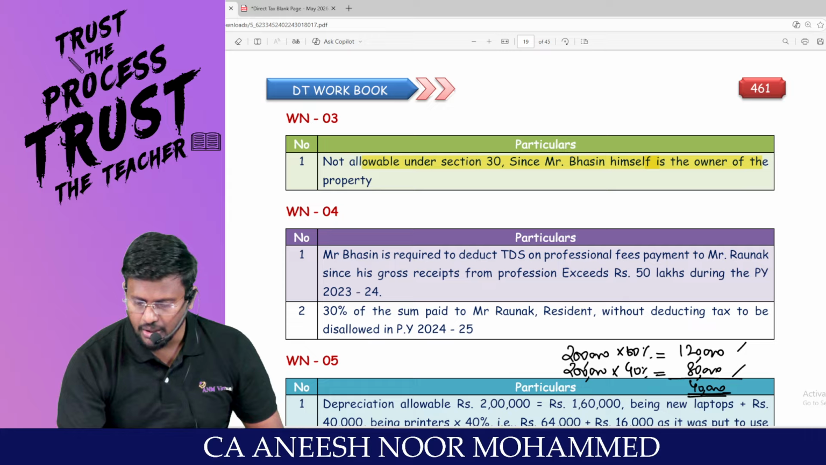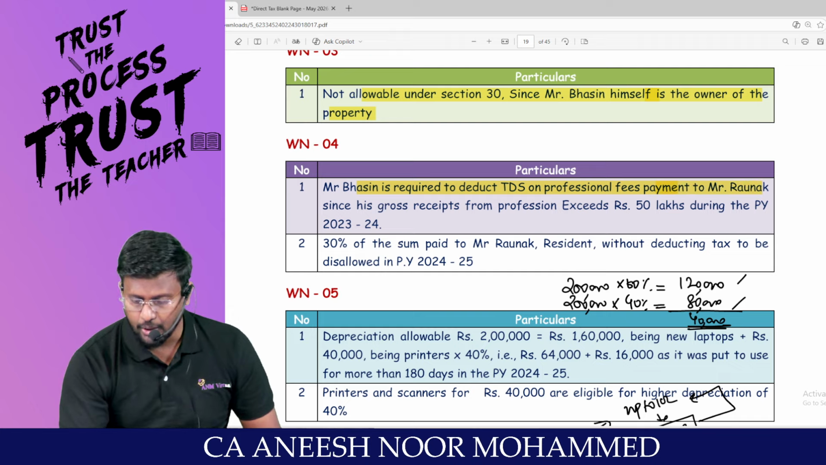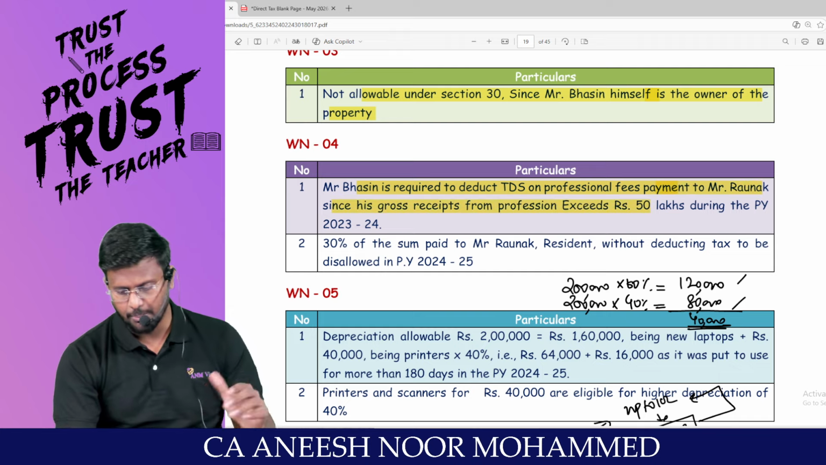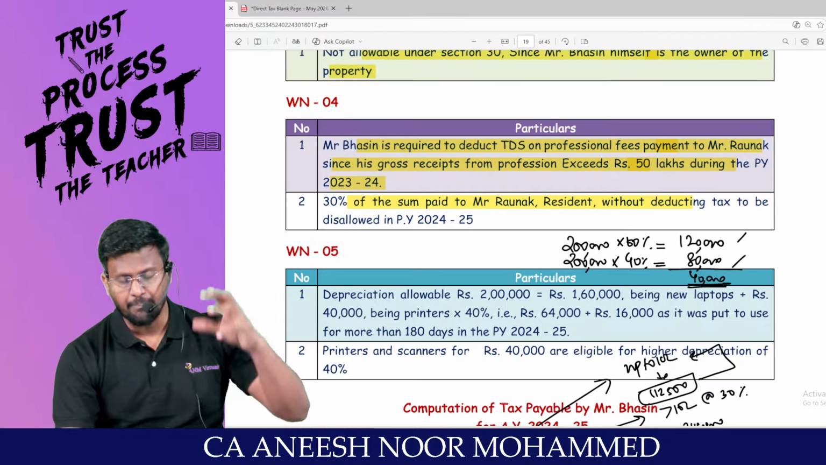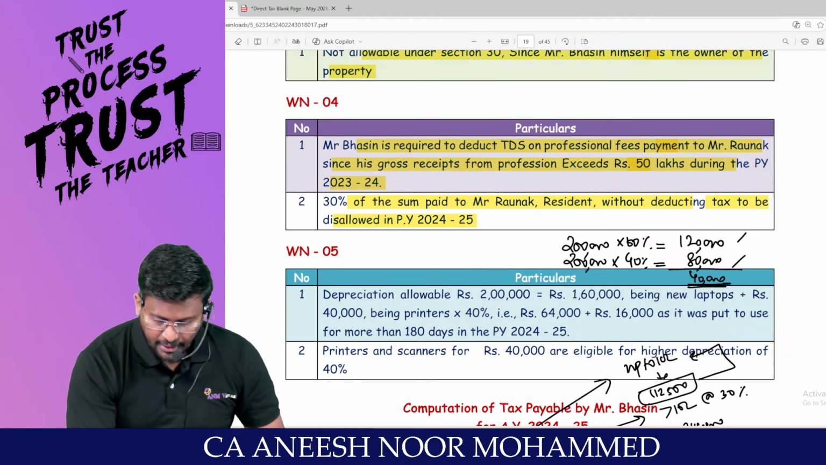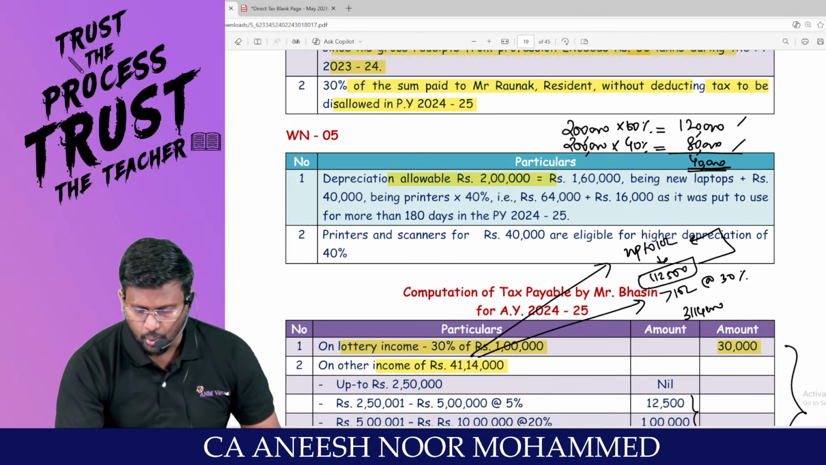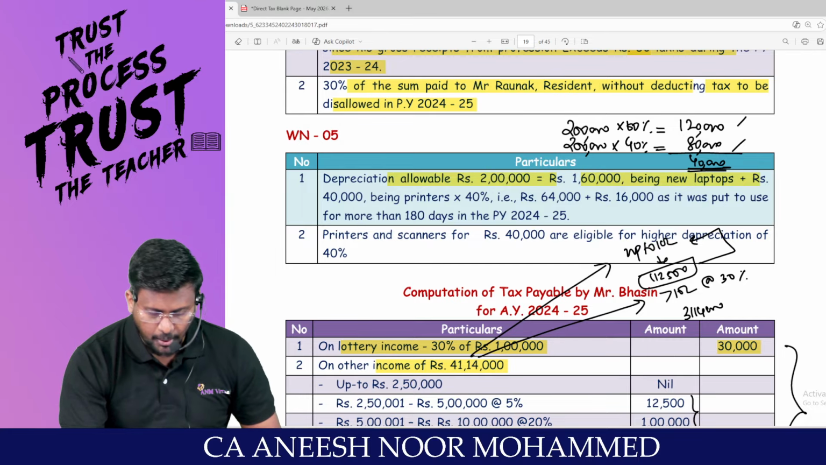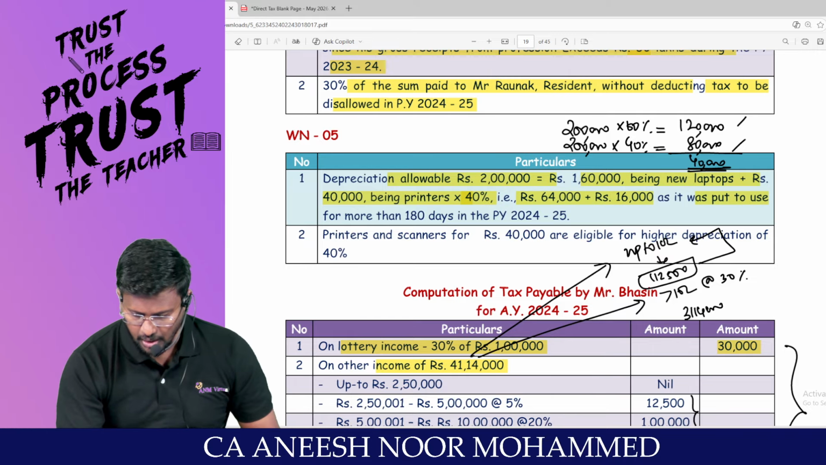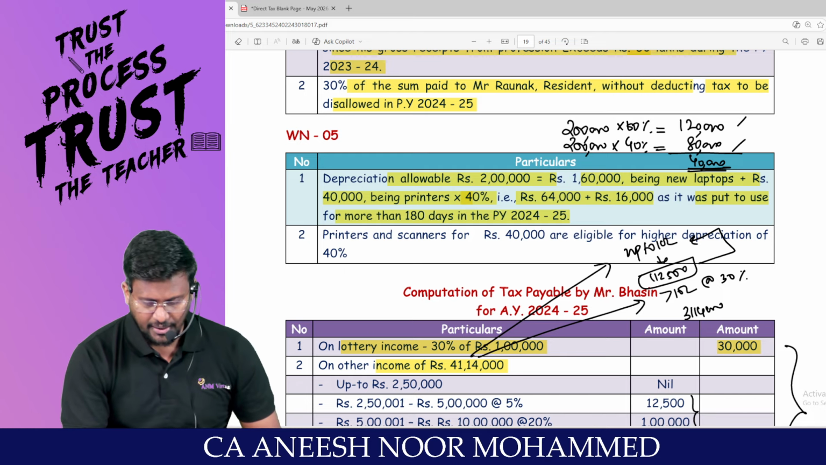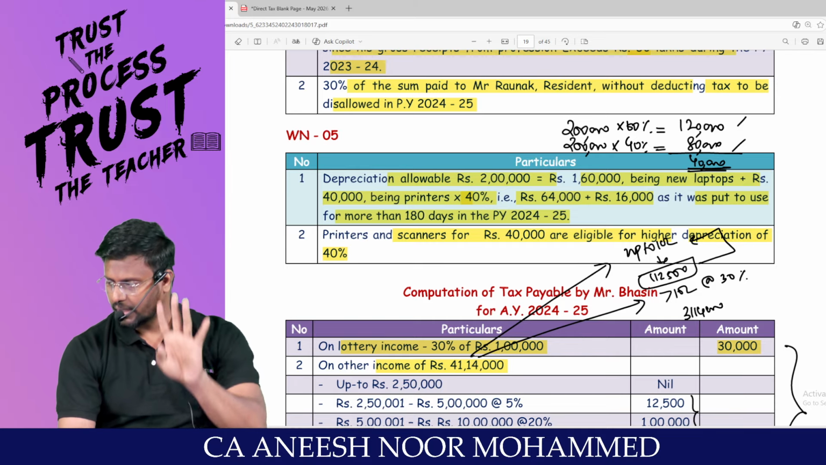Since Mr. Bashin himself is the owner, Mr. Bashin is required to deduct tax on professional fee paid to Mr. Raunak, since his gross receipts from profession exceed the limit during the previous year 23-24. 30% of the sum paid to Mr. Raunak, resident, without deducting tax, that was disallowed in previous year 24-25. Depreciation allowable for 2 lakh is 1,60,000 being new laptop, 40,000 being printers. That means 64 plus 16, as it was put to use for more than 180 days. Printers and scanner for 40,000 are also eligible for higher rate of depreciation.